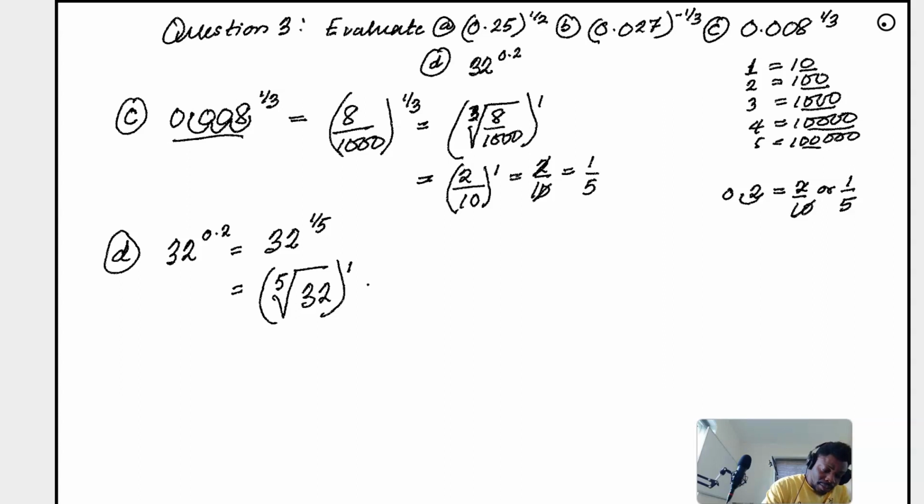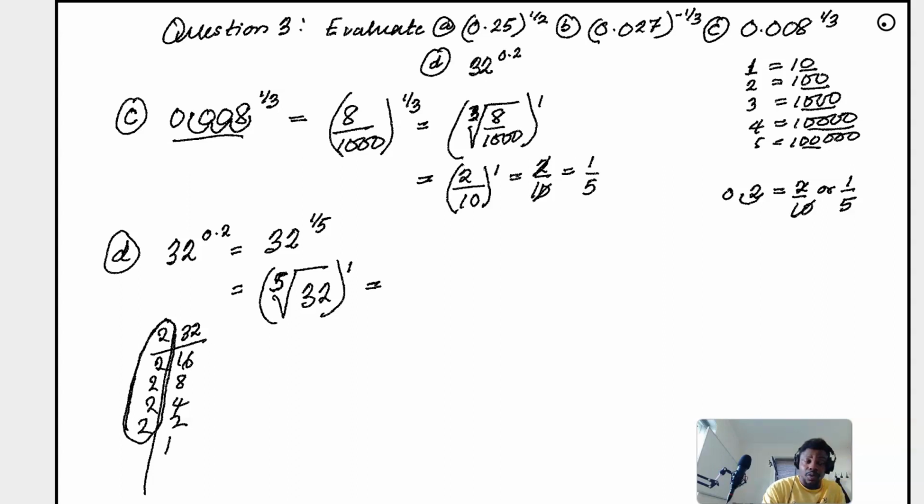You already know that. So this means what? The same number you multiply 5 times that will give you 32. And that is 2. Okay? Because I can still show you here. 32. What can go in 32? 2. That is 16. 2. 8. 2. 4. 2. 2. 2. 1. So it simply means 2 multiplied by itself 5 times will give you 32. That is why the fifth root of 32 is 2. Then you have raised to the power 1, which is this one here. And 2 raised to the power 1 is 2.